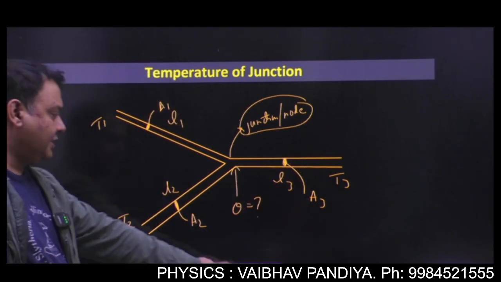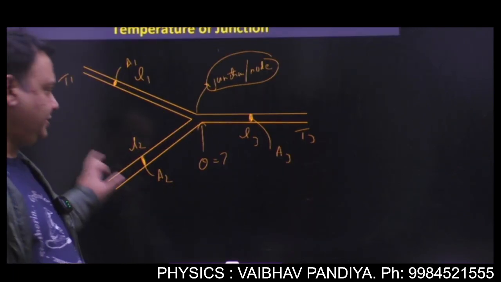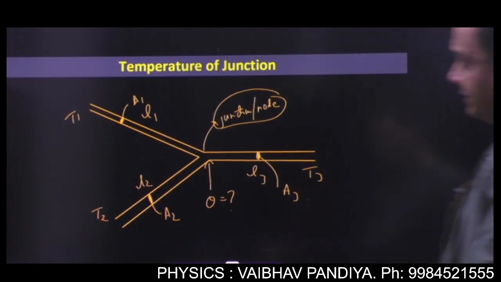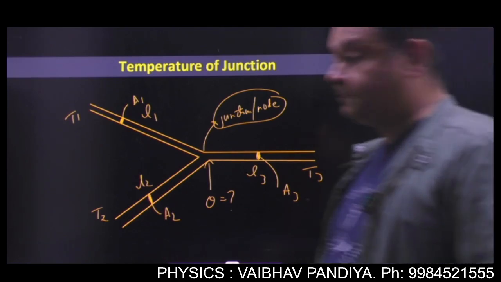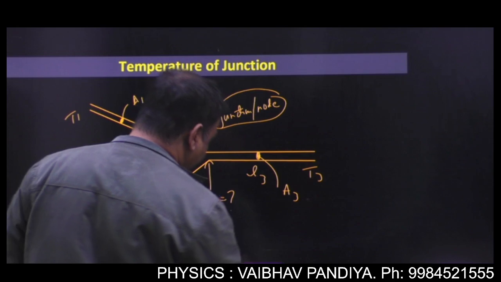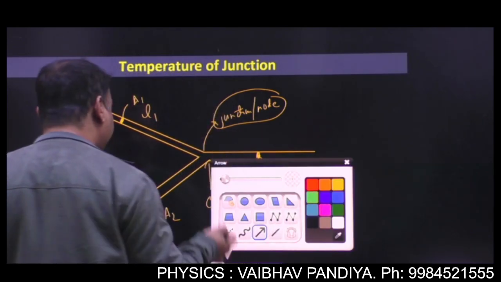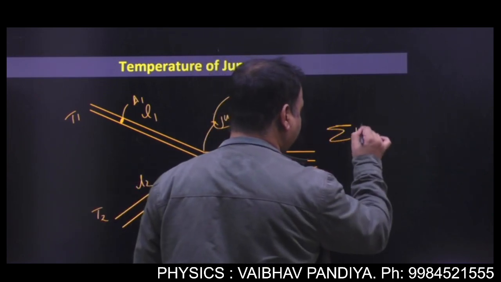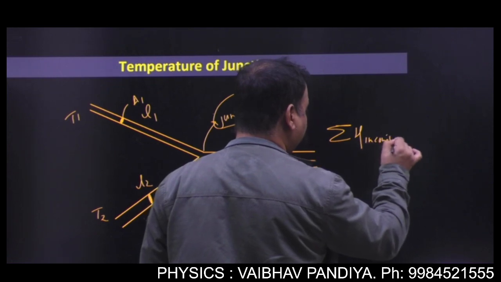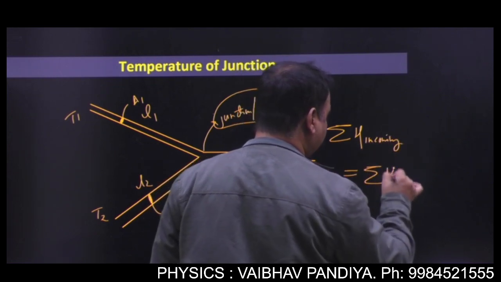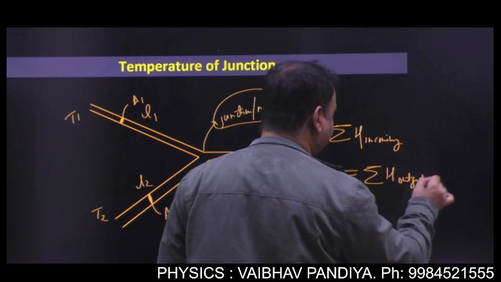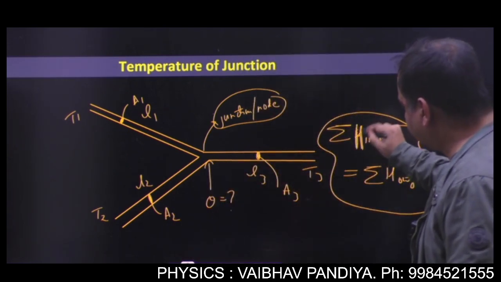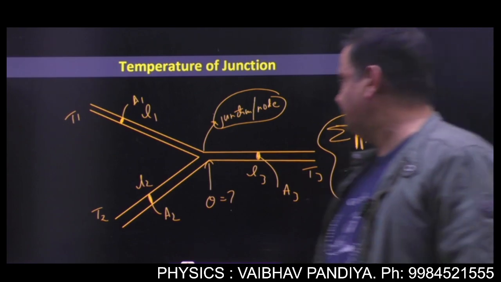Okay? So if you apply the conservation of energy, energy can neither be created nor be destroyed. And what is thermal current? Thermal current is simply the flow of thermal energy. So the net thermal current coming to a junction will be equal to the net thermal current going out of the junction. So you can write net H incoming equal to net H outgoing. And the same thing is applicable in electricity. Here you are writing thermal current, there you will write electric current. That will be called Kirchhoff's law.